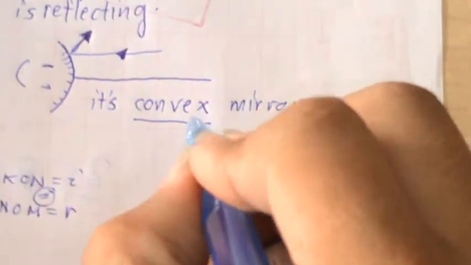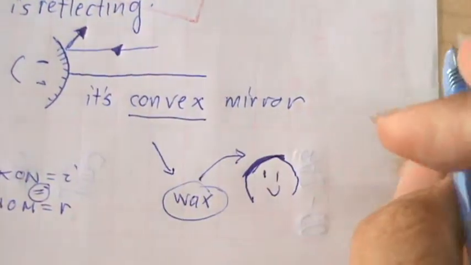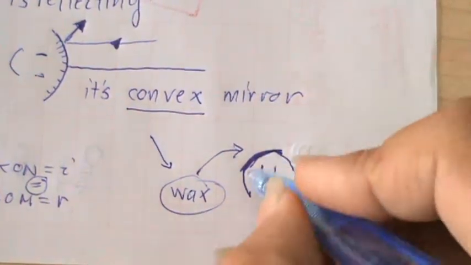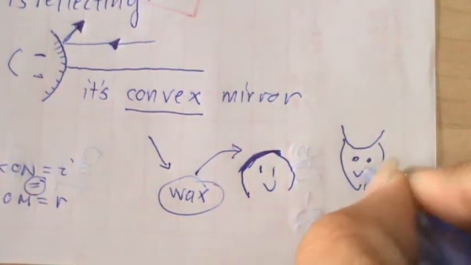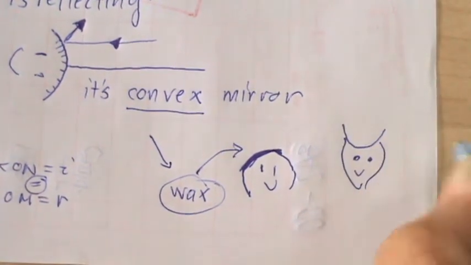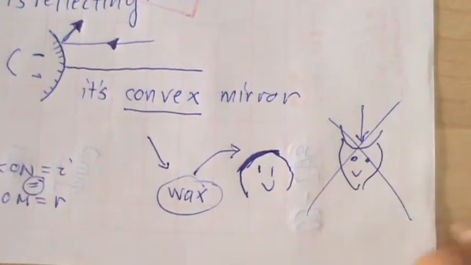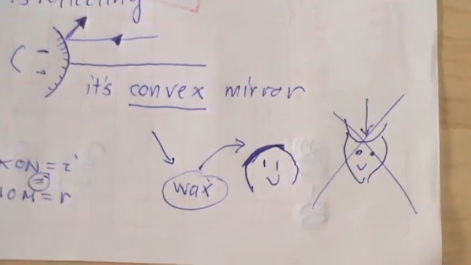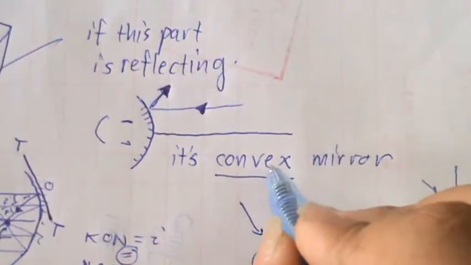So this is a convex mirror. It's an analogy to the story of you waxing your head. Does your head look like this? Can't be. Okay? Your head doesn't look like this. Impossible, your head curving in. Your head is curving out, so that's why it's called a convex mirror. This is just my story. So whenever you see this is a convex mirror, just think of waxing your hair.